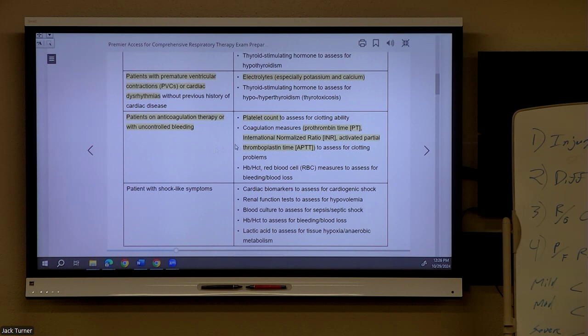Yeah. All right. Patients on anticoagulation therapy or with uncontrolled bleeding, make sure you check platelet count. We just said what the normal was there. You can also check your PT, your INR, your PTT. They're going to help you determine if they're on anticoagulants and if those are working properly or not.